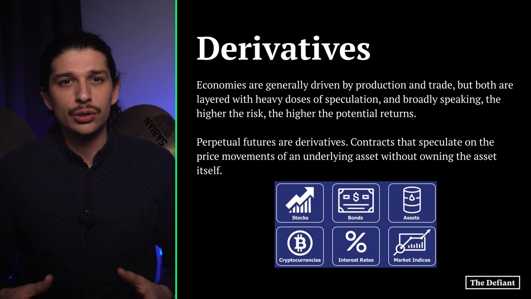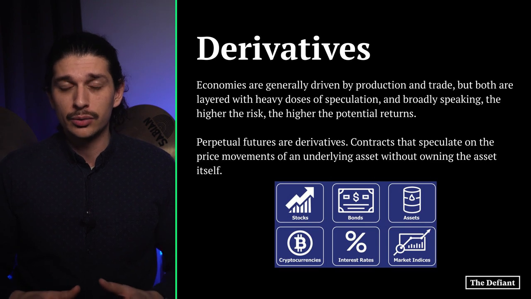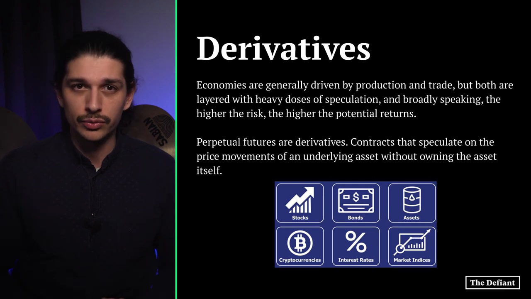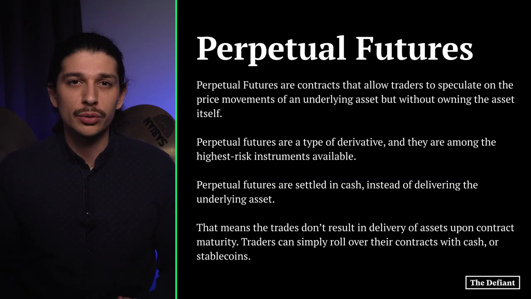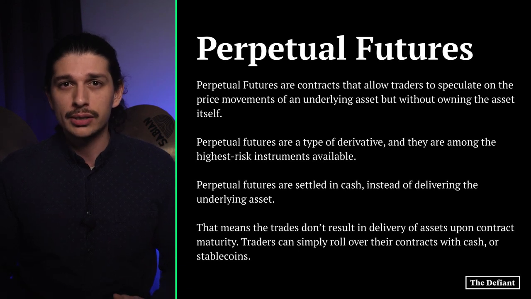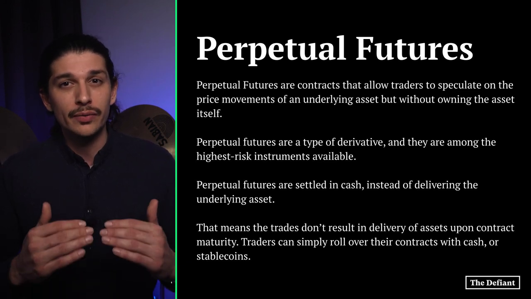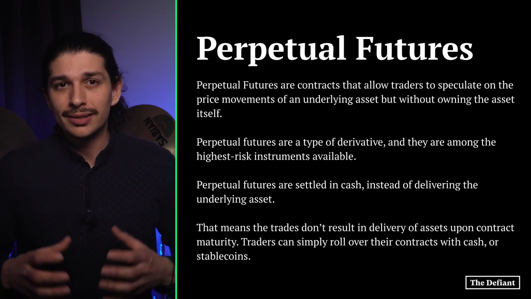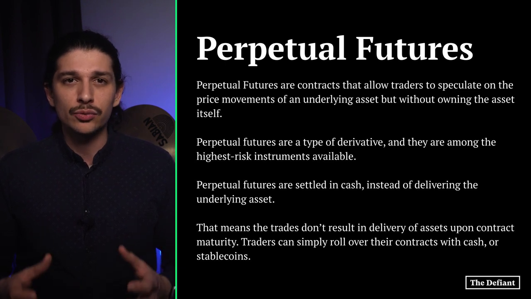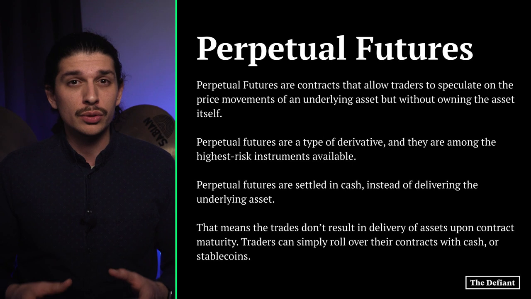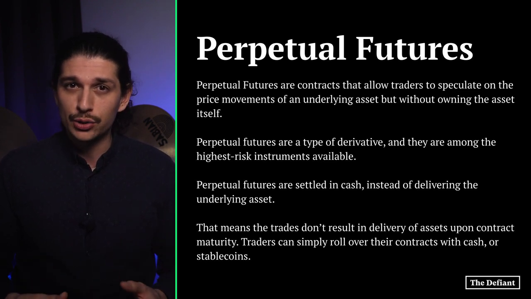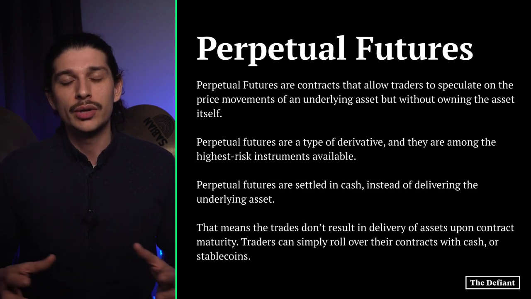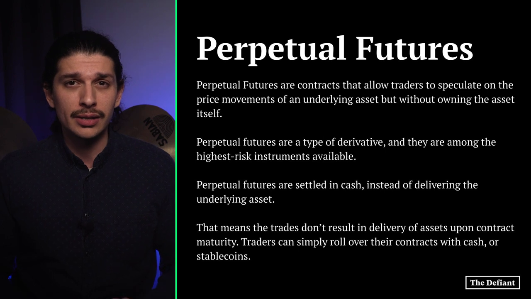Well, economies are generally driven by production and trade, but both are layered with heavy doses of speculation and, broadly speaking, the higher the risk, the higher the potential returns. Among the more popular speculative instruments is perpetual futures. These are contracts that allow traders to speculate on price movements of an underlying asset, but without owning the asset itself. So perpetual futures are a type of derivative, and they're among the highest risk instruments available. They're typically used by experienced traders and professionals, but naturally, retail investors with a higher risk tolerance are also known to dabble in derivatives.